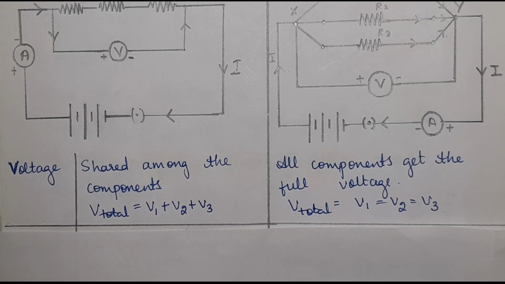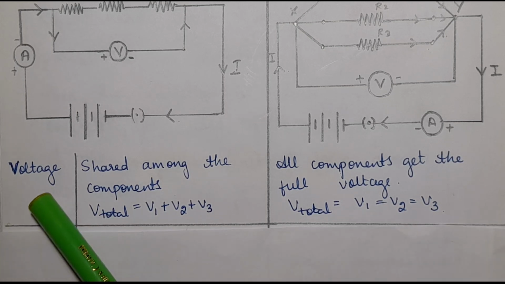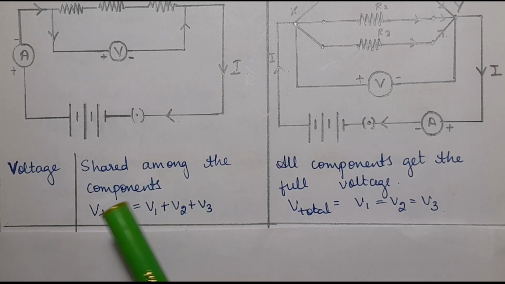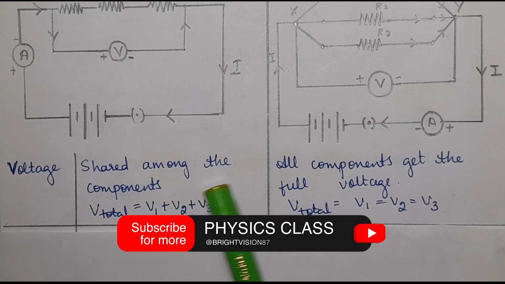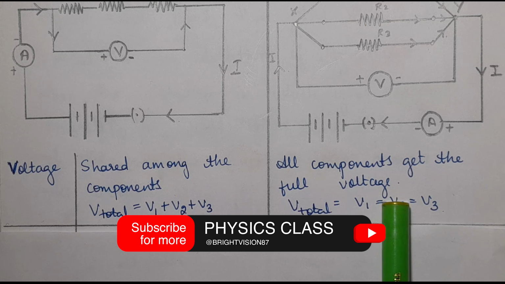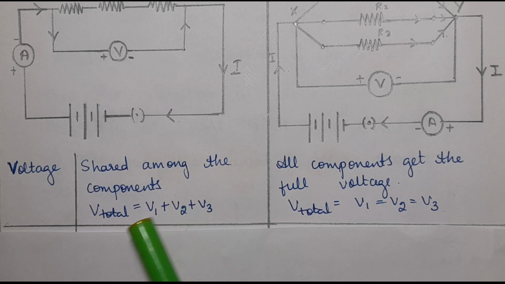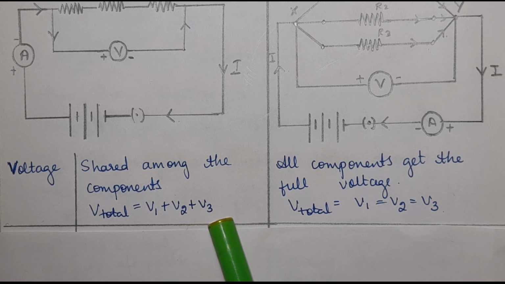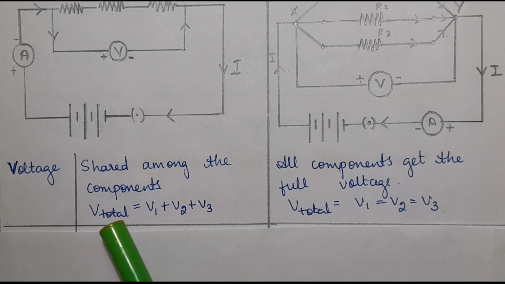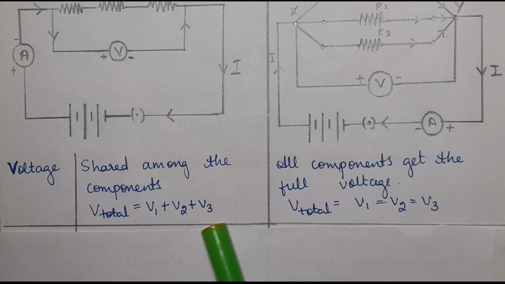We are going to compare series and parallel circuits with respect to voltage. It's a very important point. Voltage in the series circuit is the sum of the voltages across each resistor. So the total voltage will be equal to V1 plus V2 plus V3, where V1 is the voltage across R1, V2 is the voltage across R2, and V3 is the voltage across R3.